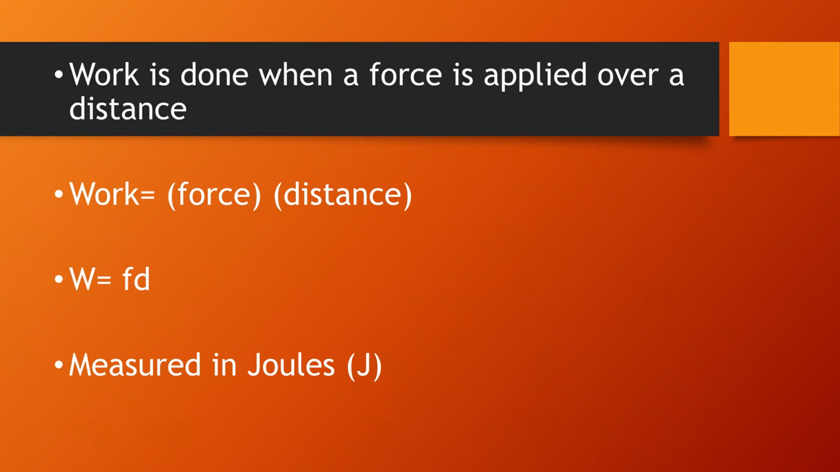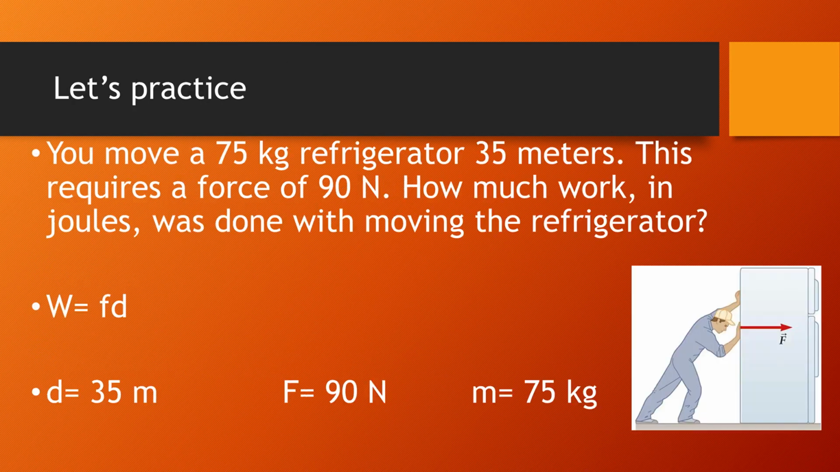Again, we have a nice little formula here. Work is done when a force is applied over a distance. So it has to move, which means moving over a distance. Work is force times distance. That's it. W equals FD. And it is measured in joules, just like energy, because work is technically energy. So work equals force times distance.